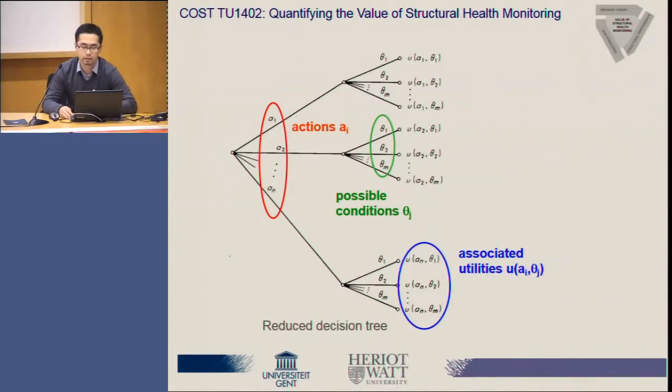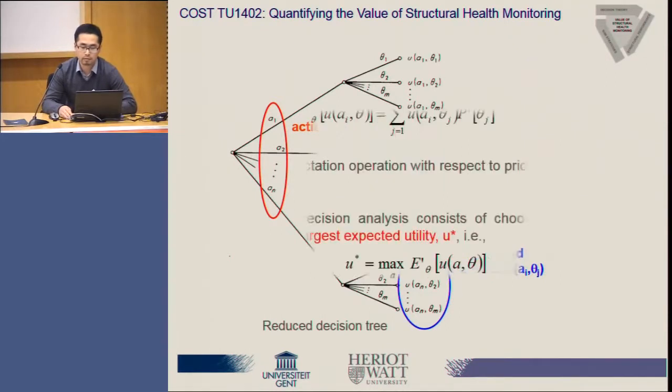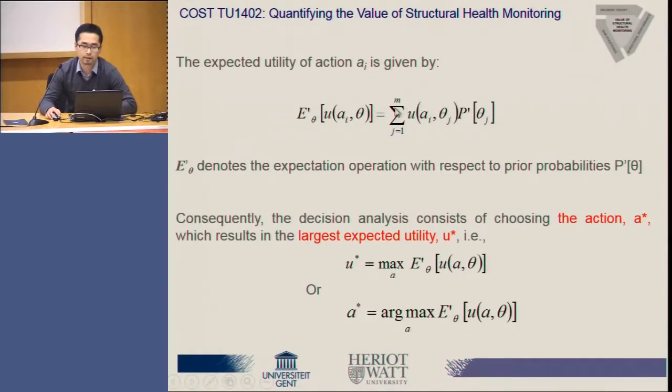Since there is only generic information and no inspection outcomes, this decision tree starts with the set of possible actions A, followed by the possible structural conditions set J. And if the associated utilities are assigned, then we can use this formula to calculate the expected utility of the action AI. Here E prime set denotes the expectation operation with respect to the prior probabilities P prime set. And consequently, the decision analysis consists of choosing the action A which results in the largest expected utility U. And this can be represented with these two formulas.